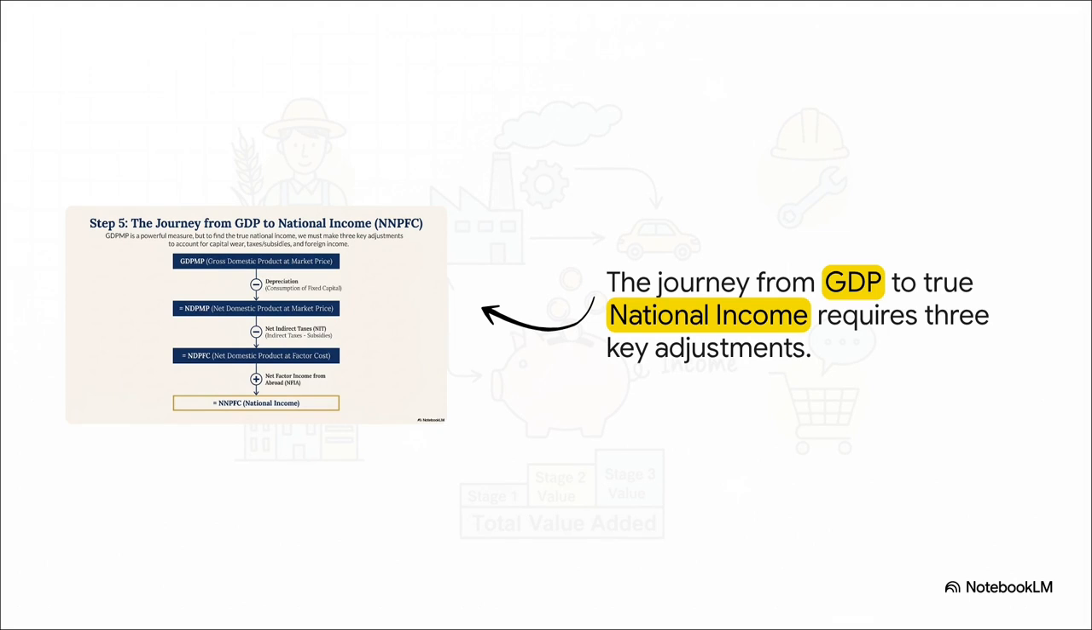To get from GDP to the purest measure of national income, we have to make 3 key adjustments. First, we subtract depreciation. That's for the wear and tear on all the machines and buildings. Then, we subtract net indirect taxes, which is basically taxes minus government subsidies. And finally, we add in net factor income from abroad to account for money flowing in and out of the country. This final number is called NNP at factor cost, and that's our true national income.